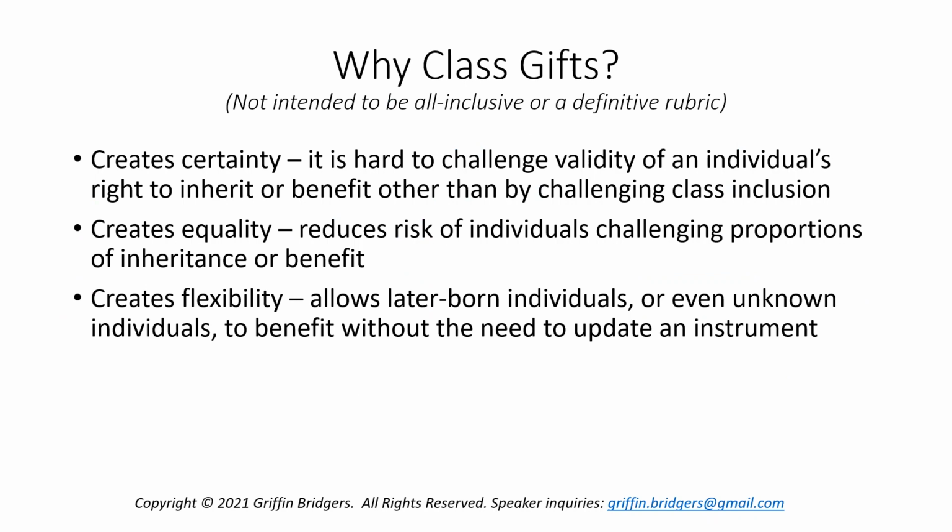Another reason is it creates equality. So this makes sure that each beneficiary, at least by generation, receives an equal share or a proportionate share by family unit. So it reduces the risk that individuals might go on to challenge the proportions that they inherit or benefit from under a testamentary or transfer instrument.